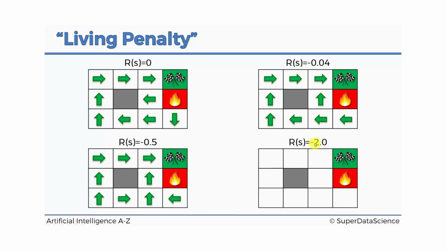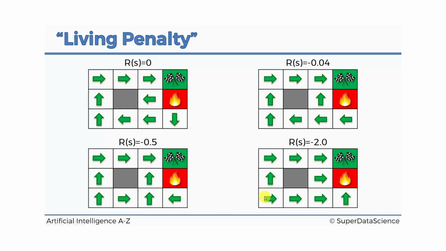So in this case, if you increase the penalty to minus 2.0, it's so high. Remember that the penalty here is only minus 1.0. It's so high that the agent just wants to get out of the game in any way possible. Even if it's just by jumping into the fire pit, he will do it.